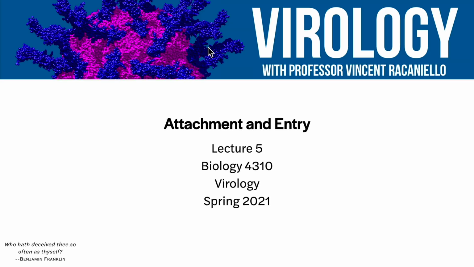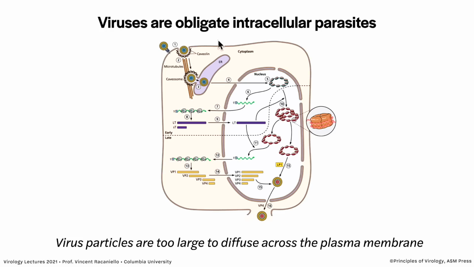Welcome back, everybody. It is time for lecture number 5. Today we're going to talk about attachment and entry, how viruses attach to cells, virus particles, and how they get inside. And why do they have to do that? You all know the answer, because they are obligate intracellular parasites. They cannot reproduce unless they get into a cell, but they're too big just to diffuse across the cell membrane. So they need to be taken up by active mechanisms, and that's going to be what we're talking about today.